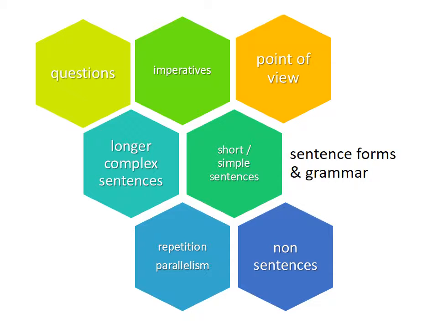They might use the point of view, so is it written in the first person, I went to the shops, the second person, you went to the shops, or the third person, he, she went to the shops. They might use repetition, they might use parallelism, which is a way of repeating a structure as opposed to just repeating some words.